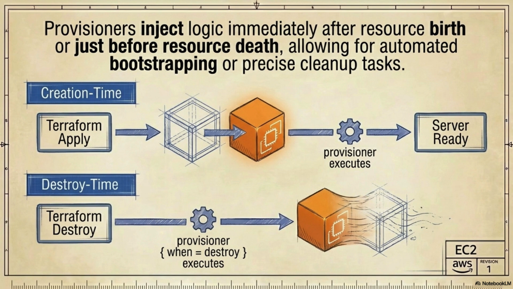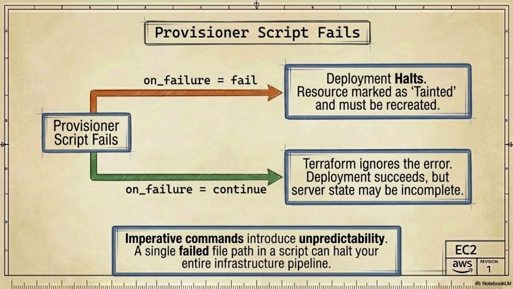Provisioner failure handling. If a provisioner fails, Terraform can either stop deployment or continue despite errors. Both options can create inconsistent infrastructure states. That's why provisioners must be used carefully.